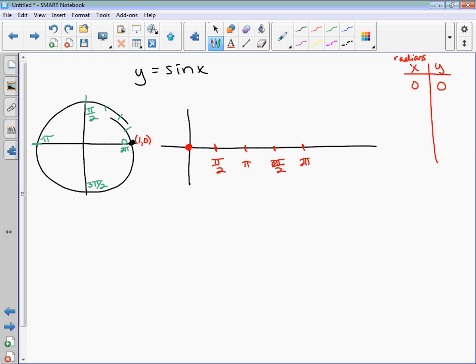So I'm working my way around the circle. The next one I'm going to plug in is pi over 2. So the sine of pi over 2. So that's my next point. I go over pi over 2 and up 1. So we'll label a 1 on our line. So then if I plug in a pi over here, what's the sine at pi? 0. So I'm right back to 0.